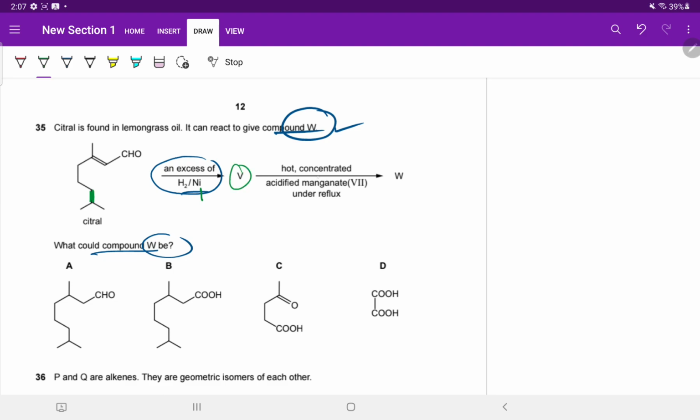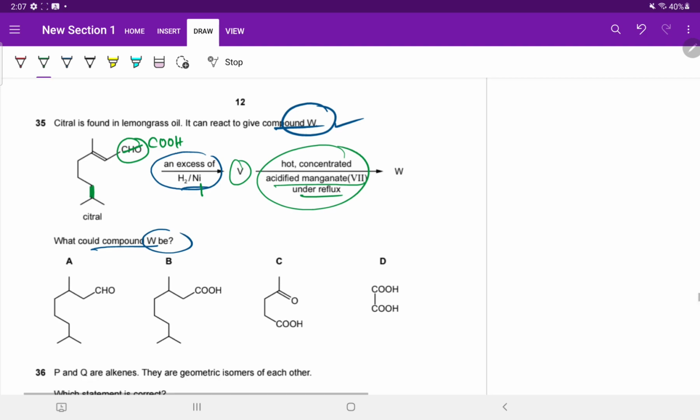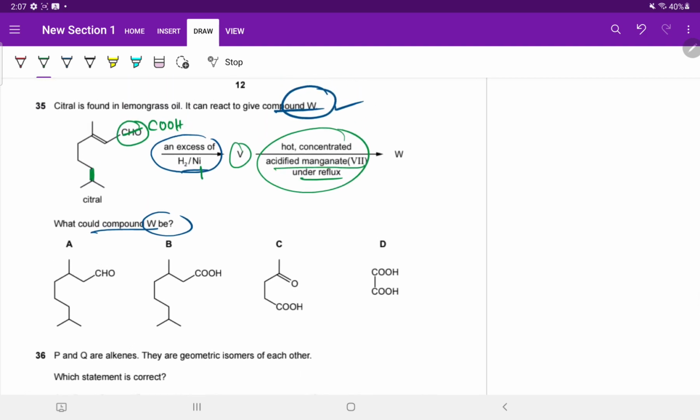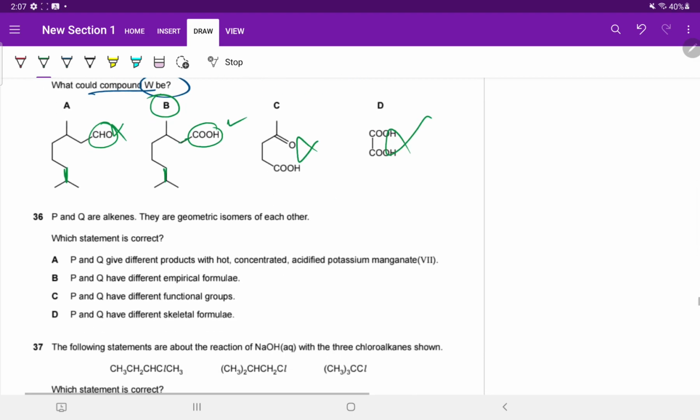Then this V is heated with hot concentrated acidified manganate and heated under reflux. So we know this CHO will now get oxidized. So this will get oxidized to carboxylic acid because we know the aldehydes are oxidized to carboxylic acids. Okay, so now let's take a look at the options. Which option gives us this bond? Yep, but here this is not oxidized, so A is wrong. Yep, this shows a single bond and this is oxidized, so option B is correct. These options are not correct. We can just understand by seeing them.